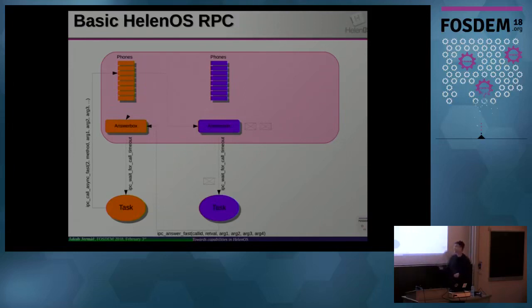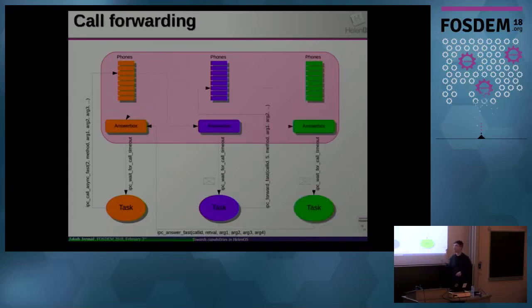But the recipient doesn't have to answer. It can do a different thing. It can also forward the call to someone else. So now we have three tasks. Here we see that, as I've said, the blue task is not directly replying, but it's forwarding the message using some of its own IPC connections. In this case, number 5, so it's this one. This one is connected to the answer box of the green task. And again, the green task can either decide to forward the message farther or it can reply. What is important here is that the reply goes to the answer box of the original sender.